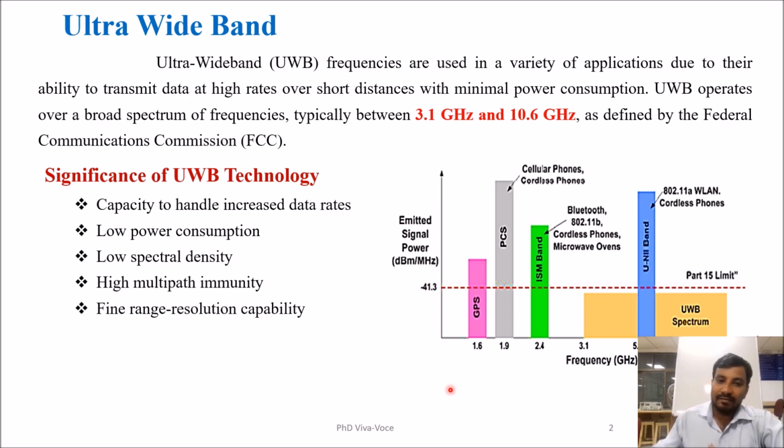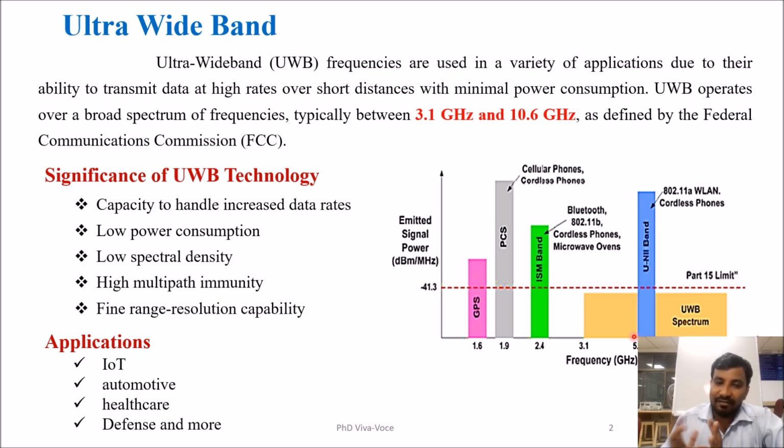What is the significance of ultra wideband technology? It has very high data rates to handle different types of communication with high capacity, and very low power consumption. As I said, when you want to integrate such an antenna with a battery power source, the battery cannot be drained very fast. So the ultra wideband antenna has that very specific character: low power consumption and low power spectral density. It is also mainly used for MIMO communication, which has very high multipath immunity and fine range resolution capabilities, used for different types of applications.